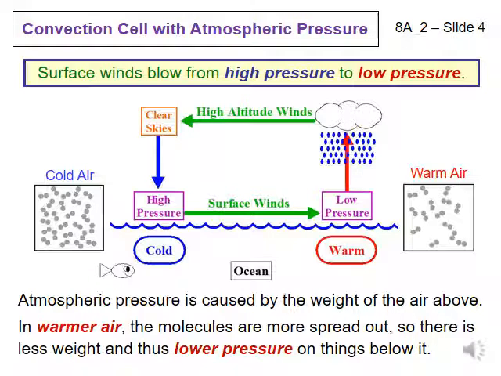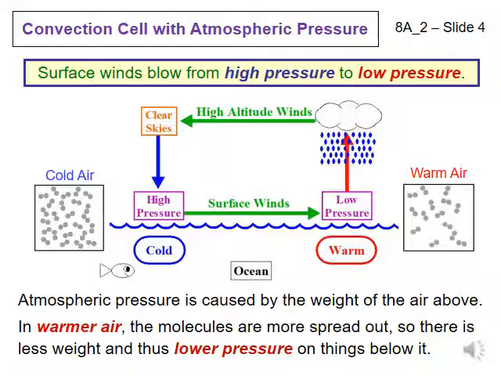We have learned that warm, rising air produces cloudy and rainy skies, and that warm air exerts lower pressure, so lower air pressure at the surface is associated with cloudy and rainy skies. Cool, sinking air produces clear skies, and cool air exerts higher pressure, so higher pressure is associated with clear skies.